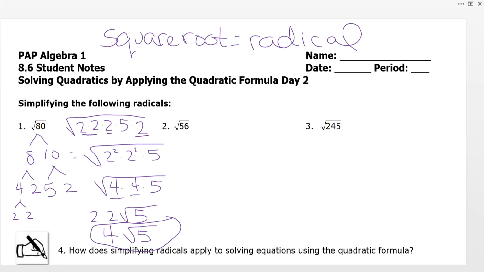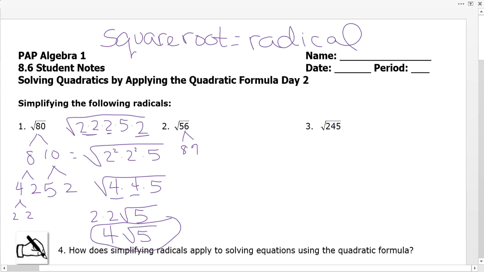So let's try 56, and hopefully you're going to start seeing a pattern and you're not going to need to go as far down your prime factorization, because you're going to go, oh, it's a 4. 4 is great because I know it's a perfect square. Anything that's a perfect square can go under your radical sign because you're going to square root it, it's going to come out, and there won't be a remainder. So let's do 56. If I factor it, I have 8 times 7. 7 is a prime number. 4 times 2. 4 is a perfect square.